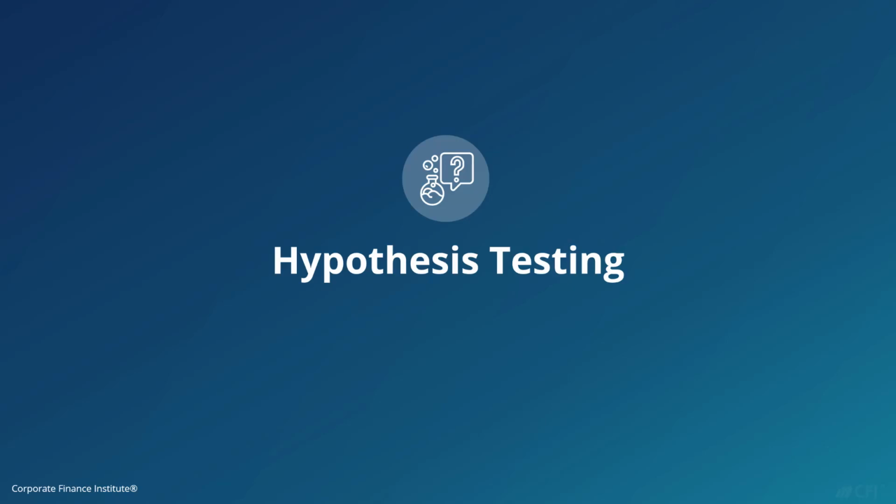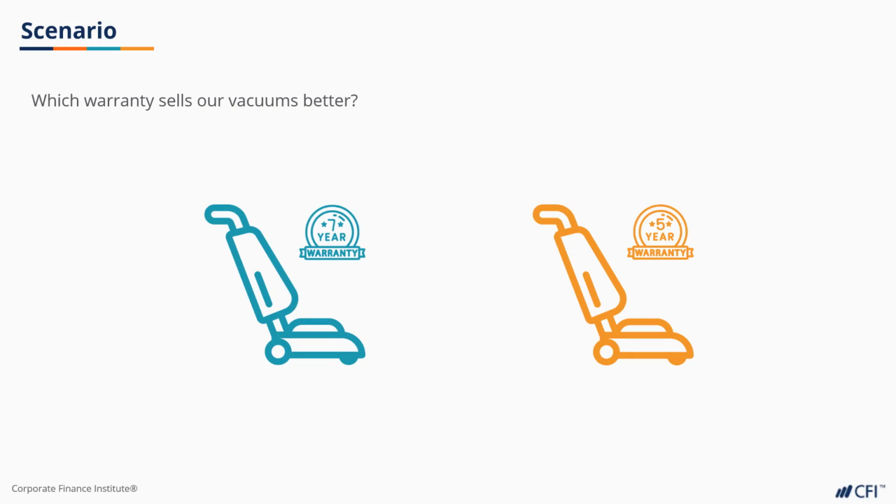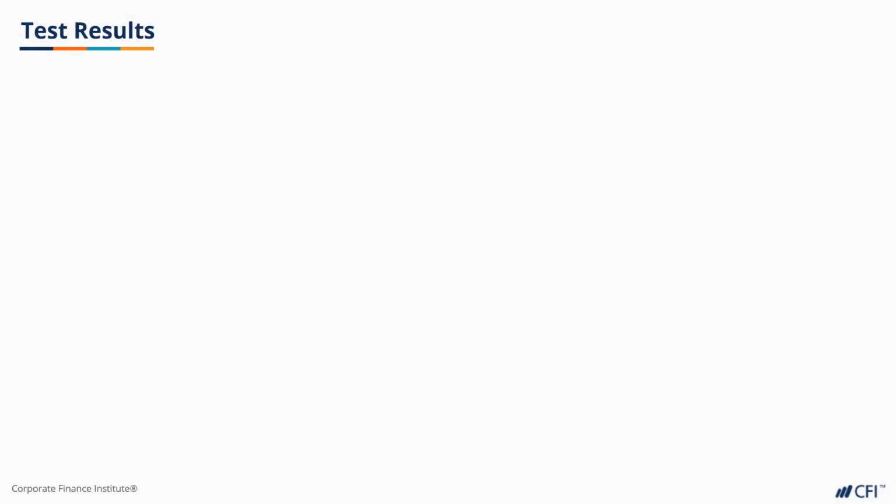We've been given the task of comparing two different warranties. Specifically, we want to know which warranty, if offered with the purchase of the vacuum, would drive more revenue per visitor. We've been asked to set up a test where we generate two samples, one with each warranty. We let our test run for 2 weeks.